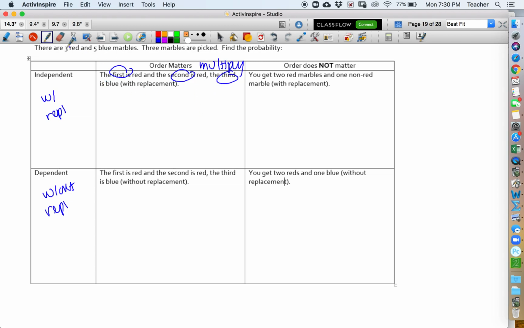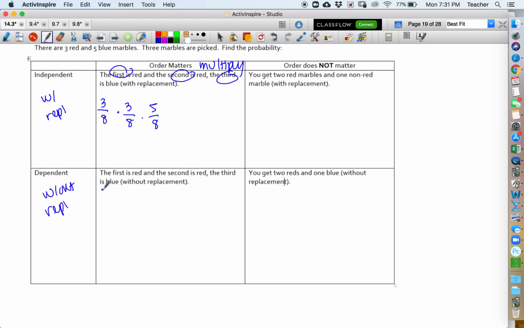So the first time you pick, there are 3 red marbles out of 8 total. You put the marble back. So the second time you pick, there would still be 3 red out of 8 marbles. The third time you pick, you want a blue, and there will be 5 blue out of 8.